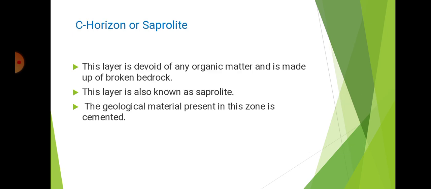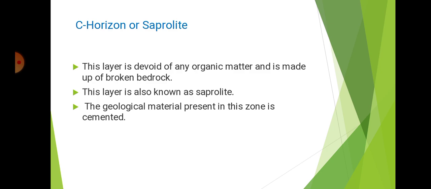If you see the C horizon, it is called saprolite. This layer is devoid of any organic matter and is made up of broken bedrock. This layer is also known as saprolite.